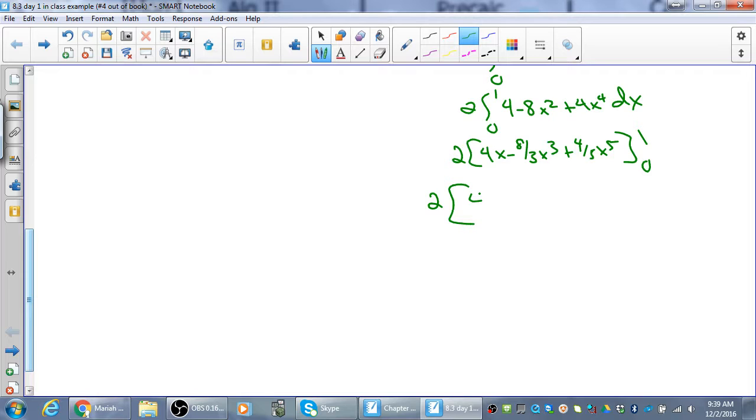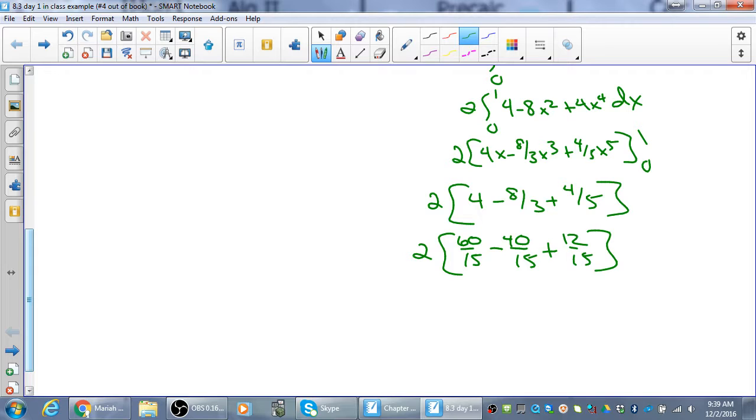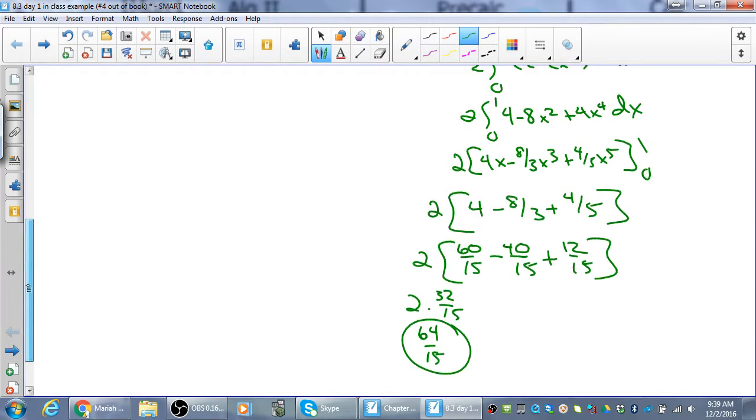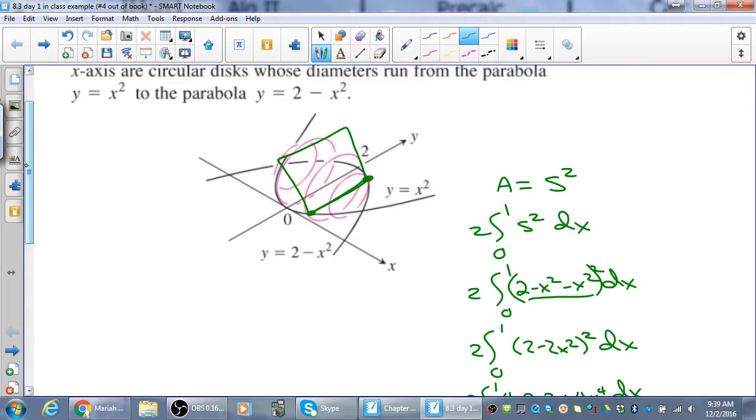Two times 4 minus 8/3 plus 4/5. We like plugging in 1, and we really like plugging in 0. 60/15 minus 40/15 plus 12/15. So 2 times 32/15, 64/15 is what I get. So that's when we have squares and the bases are on the XY plane. One of the sides, I should say.